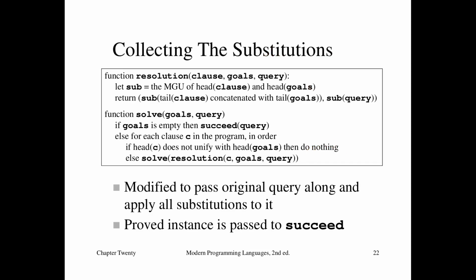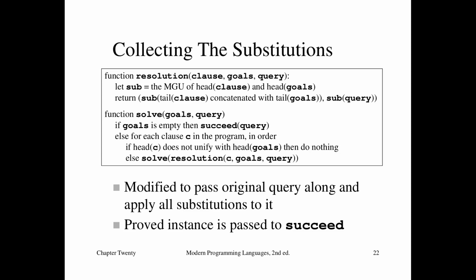When we collect, the goal is that we need to collect these substitutions, right? So we have resolution, we have solve. We've updated this right now to pass the original query along and apply all substitutions to it. What we can see here is that we define our substitution, and then we return the sub of the tail of the clause concatenated with the sub of the tail of goals, and the sub of the query, the original query, right?